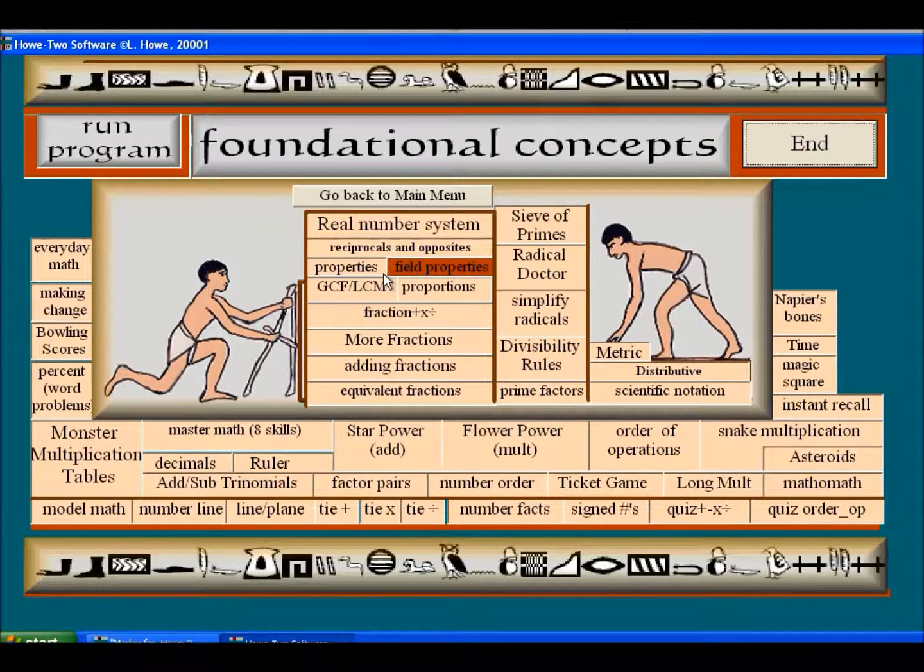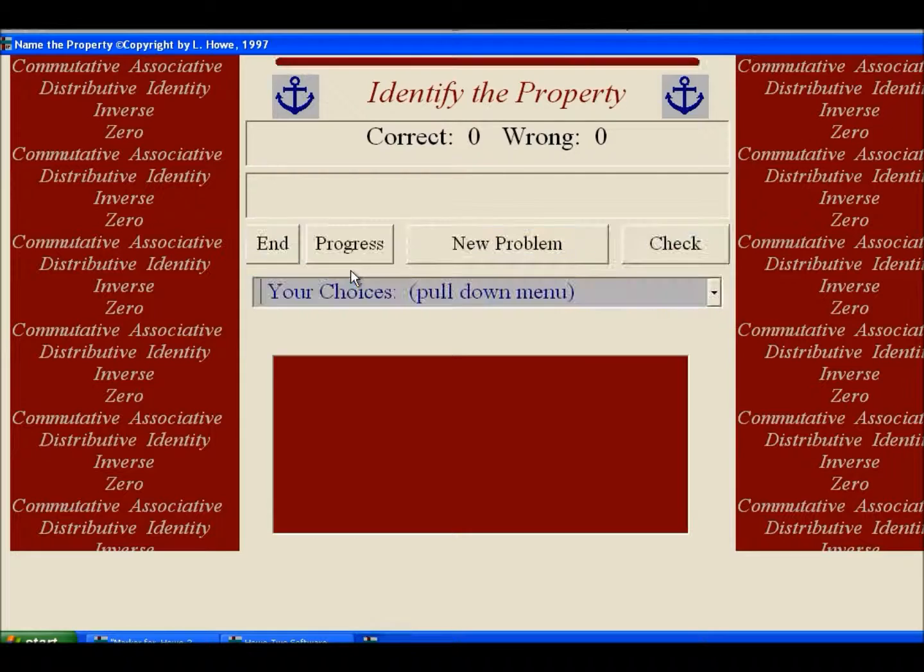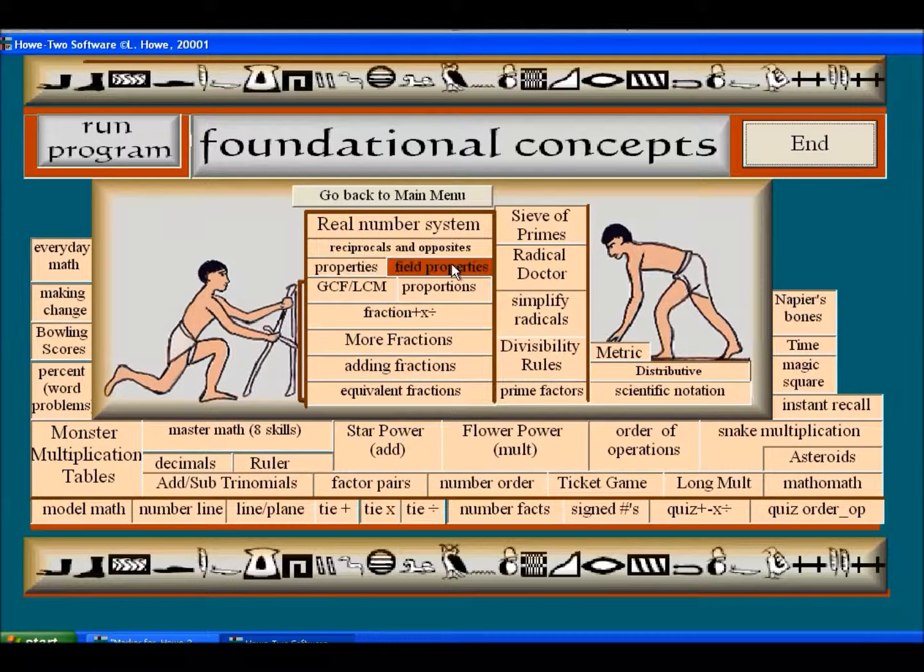If you're really going to be advanced, and I know you want to be, we need to look at the field properties. But just in case you only want to get ready for the ones that your teacher might probably ask you, we could look at Properties. These are the things that they have in the textbooks: commutative, associative, distributive, identity, inverse, and zero properties. And now let's look at the field properties.